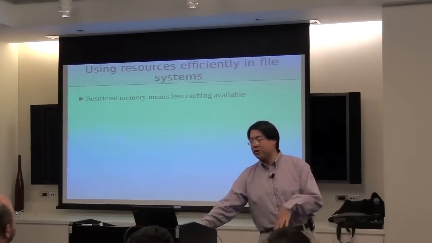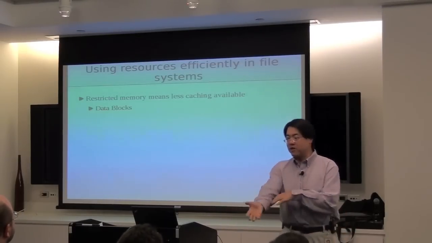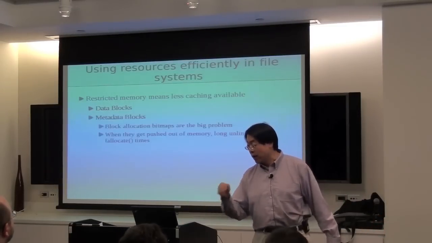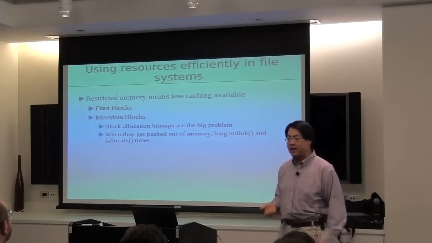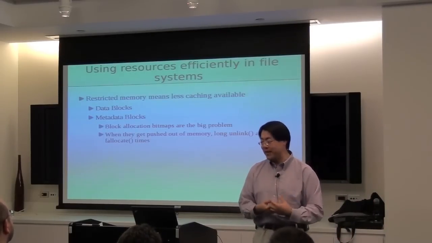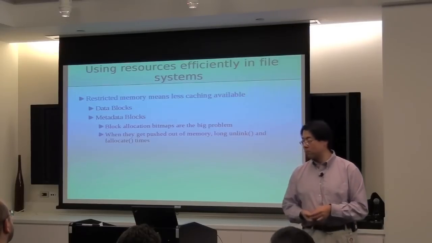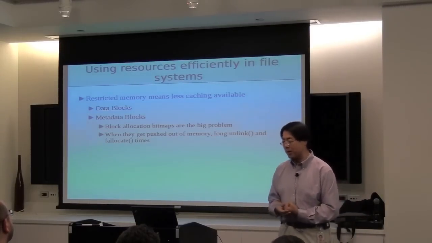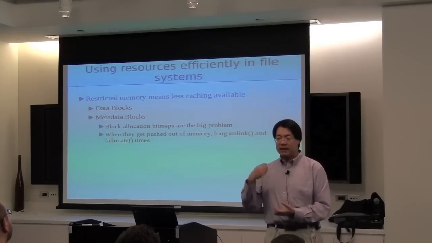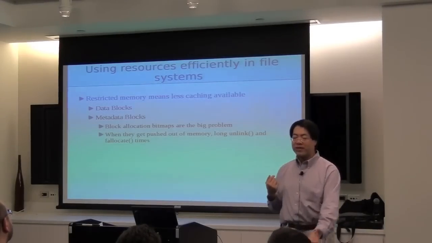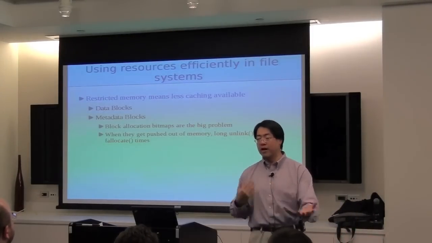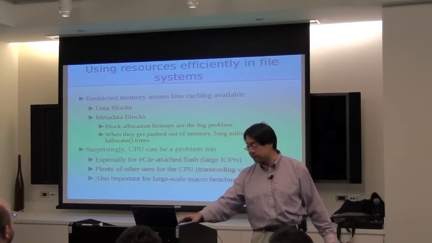Because if you have restricted memory, it means you get less caching, which means your data blocks aren't going to be in your page cache very long, because they just get evicted. More critically, your metadata blocks end up getting evicted, which means when you need to read or write to a file, you might need to bring in the metadata. With ext4, one of our big problems was the block allocation bitmaps. When those got pushed out, block allocations, or simply releasing blocks when you unlink or truncate a file, could end up taking a long time because we had to pull in all the metadata blocks.